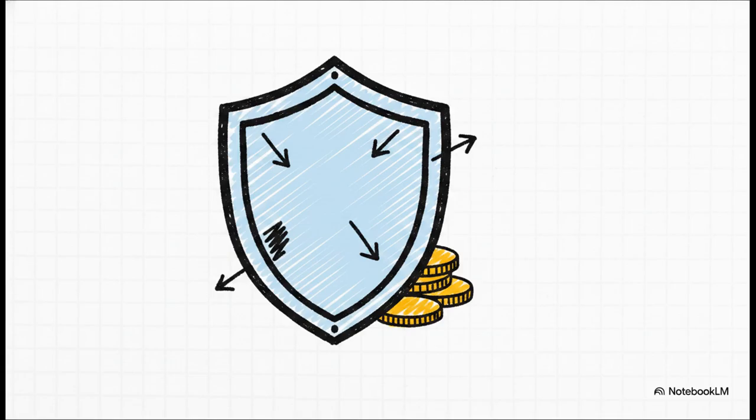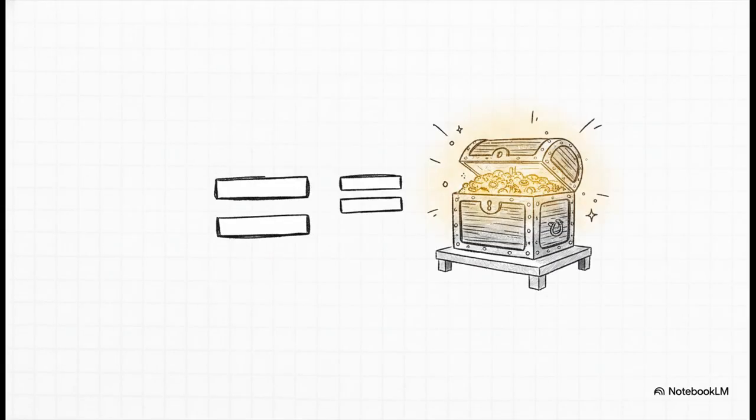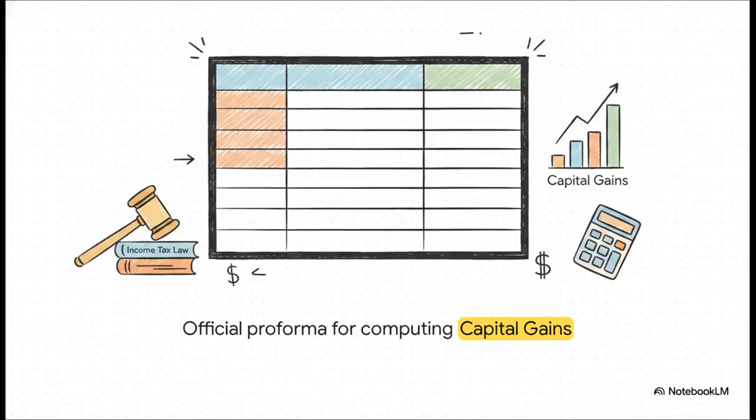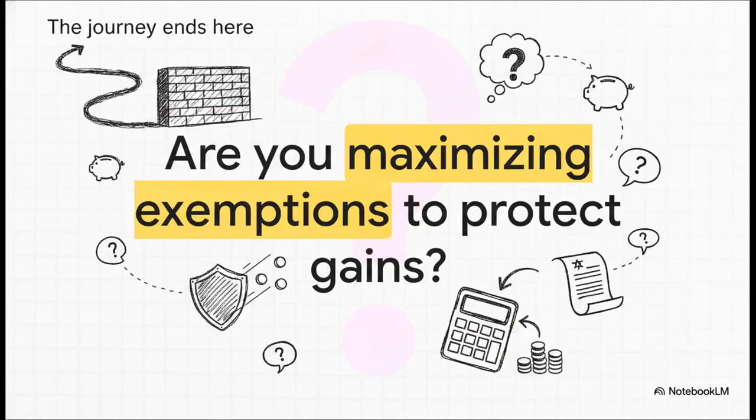Finally, applying Section 54 exemptions can legally and significantly shrink your taxable burden. Subtract those exemptions, and you're left with the final taxable core, your chargeable capital gain. This official pro forma perfectly maps out the entire framework for your exact final tax liability. That's the whole process. So, are you strategically maximizing those exemptions to minimize your final tax?